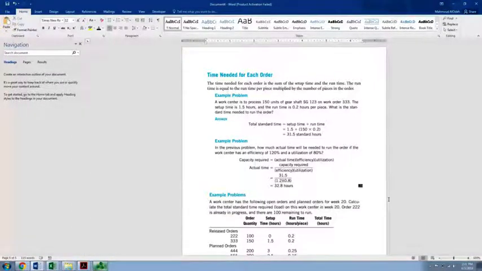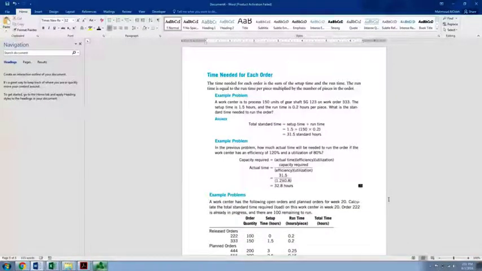But for the run time, which is the processing time, this is how long it will take you to process one unit. It would be 0.2. So this is where you need to find out how much time you need for the 150. 150 times 0.2 plus 1.5 will give you 31.5 standard hours to finish the full order.